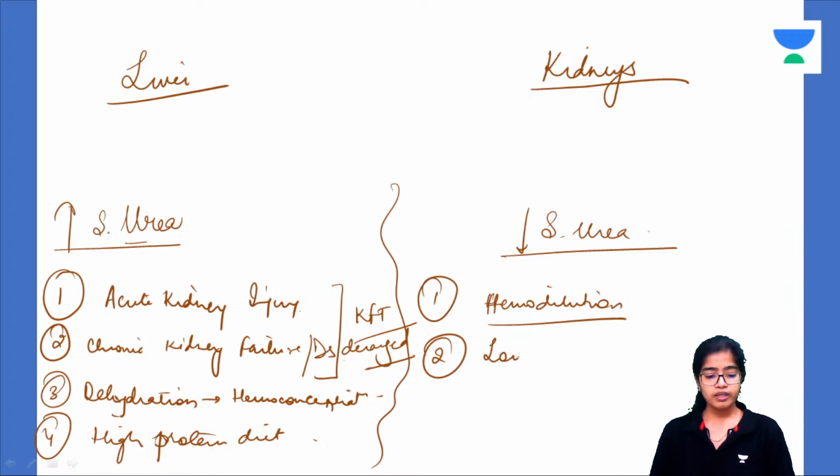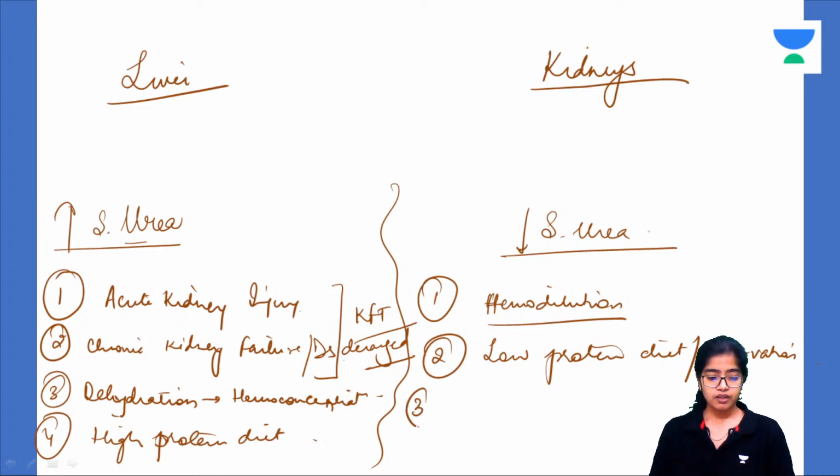Next is low protein diet. The person is having a very low protein diet, starvation, all these things will lead to the serum urea being low. Okay, how will it be supported? Through clinical examination also you will find the person to be malnourished. There will be overall protein energy malnutrition of the person.